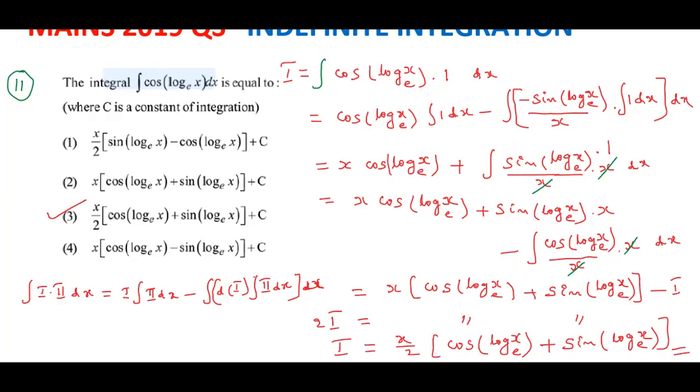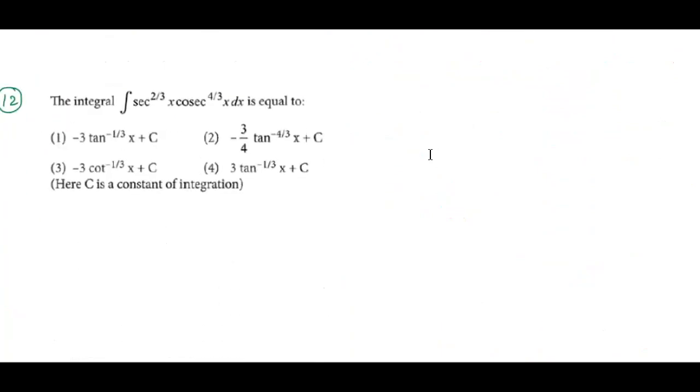Next I am going to the second question. How to do that? The integral of secant power 2 by 3 x cosecant power 4 by 3 x dx is equal to. There is the question. Now the integration of secant power 2 by 3 x, cosecant means 1 by sine power 4 by 3 x dx.